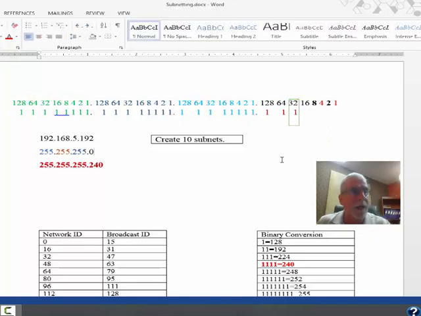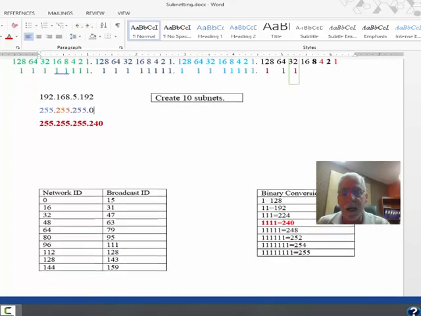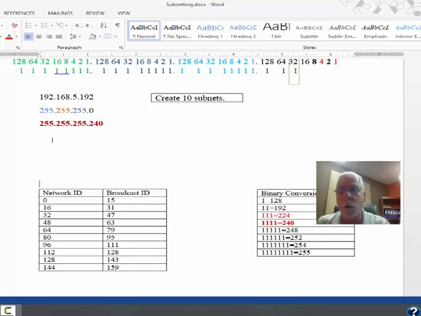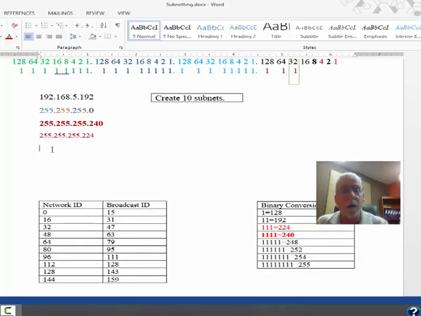So that means I'm in 32s. Now all I have to do is, instead of counting by 16s, come down here and start counting by 32s. That gives me my network ID and my broadcast ID. My subnet mask for 5 subnets, I'm borrowing 3 bits. So my subnet mask for 5 subnets would be 224. So I would be at 255.255.255.224. Now start counting by 32s.